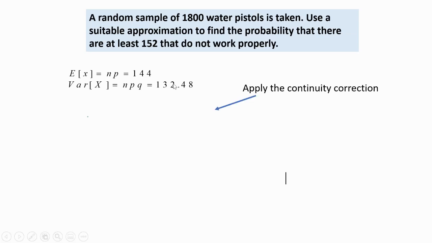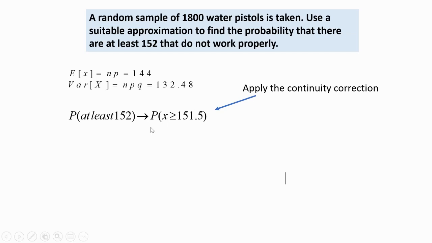Your next step is to do a continuity correction. This is where it's quite tricky, and you might want to ask questions about this one. They've asked us the probability there are at least 152 that do not work properly. So at least 152 means that 152 needs to be included in your rectangle. So the correction would be the probability of x is greater than or equal to 151.5.